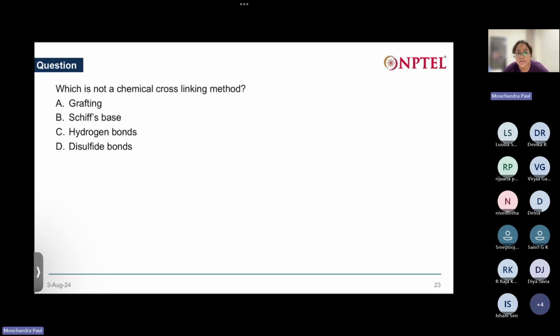Now, which is not a chemical cross-linking method? So you understand crosslinks, right? You're trying to link adjacent polymer chains with one another. Now you can do it physically or you can do it chemically. When you're talking about physical bonds, they are reversible in nature. When you're using chemical bonds, you are making permanent covalent bonds using some reagents. So now you answer which option is correct for this question.